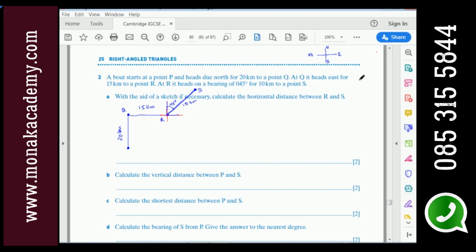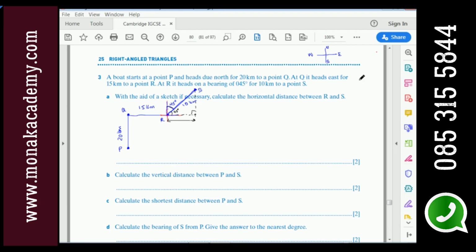there is a question, sorry. With the aid of a sketch, if necessary, calculate the horizontal distance between R and S. Okay, so which one do you think they are referring to? R and S. So if we extend here and extend there, we'll have a nice 90 degrees, right? And remember, if this is 45, this is also. So they want the horizontal distance between R and S. So they want which distance? Yeah. This distance.